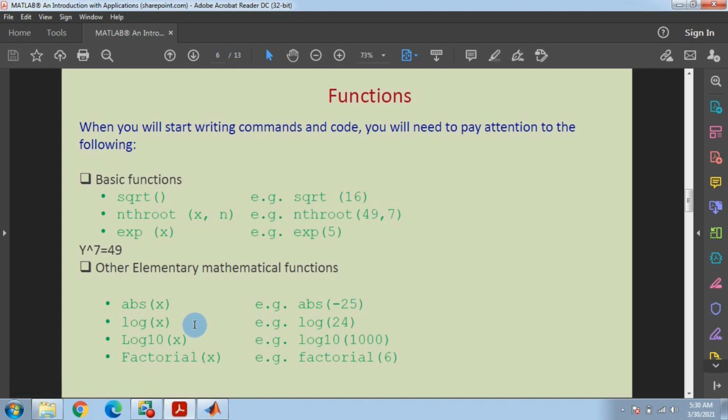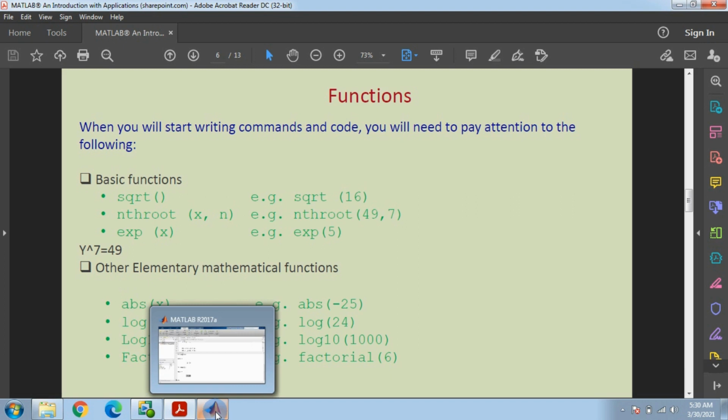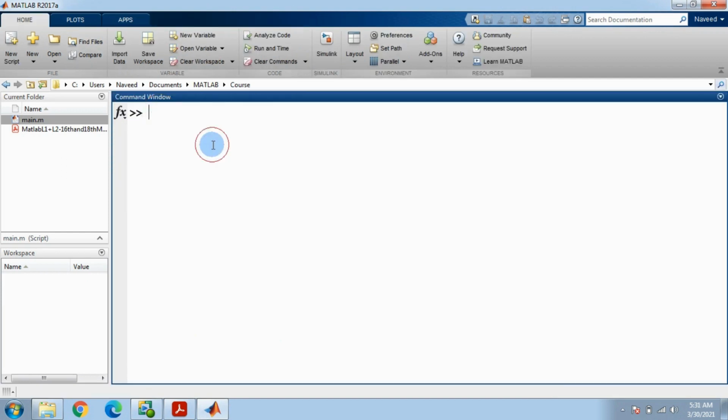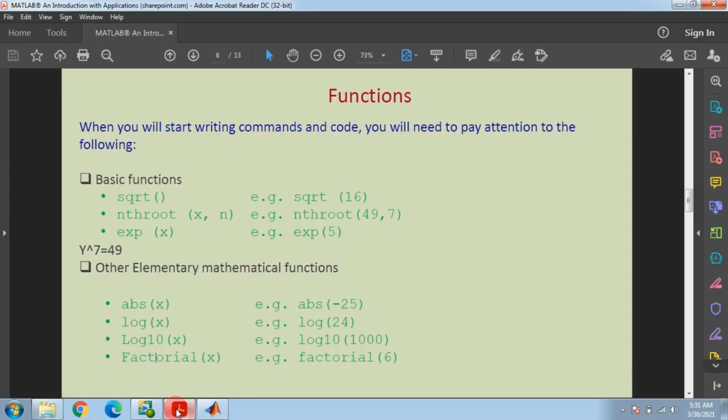Some other elementary mathematical functions include the absolute function, the logarithmic function, the logarithmic function to the base of 10, and the factorial one. So let's check each one of these in action. So clear, clc. I'd better close this script right now and work with the command window directly. So the first one is the absolute value.